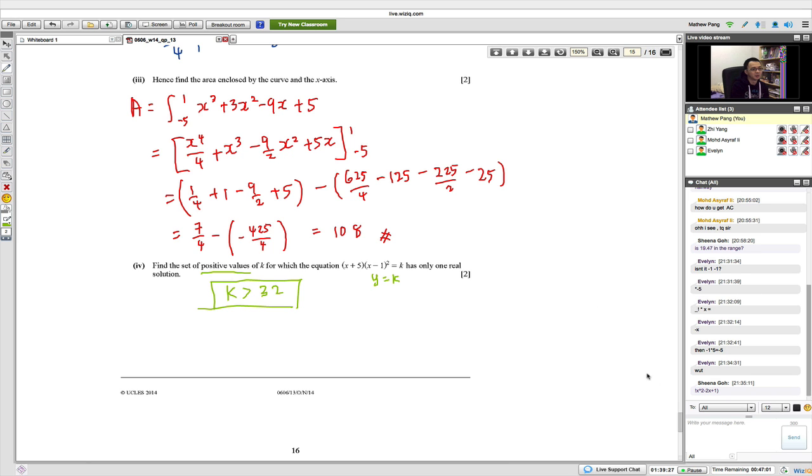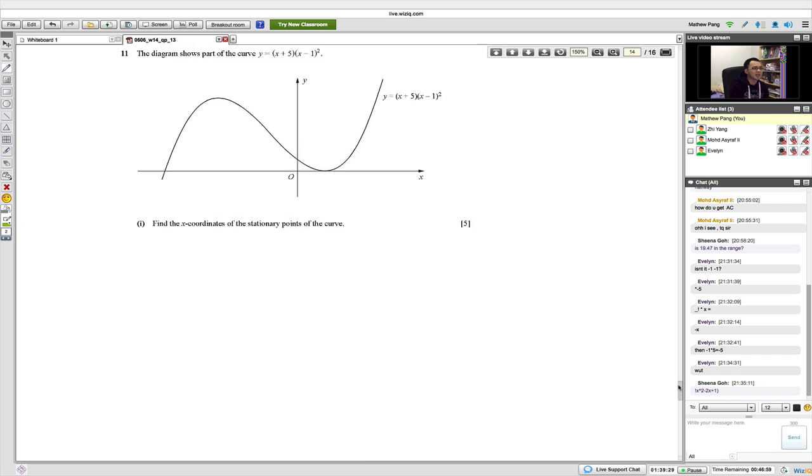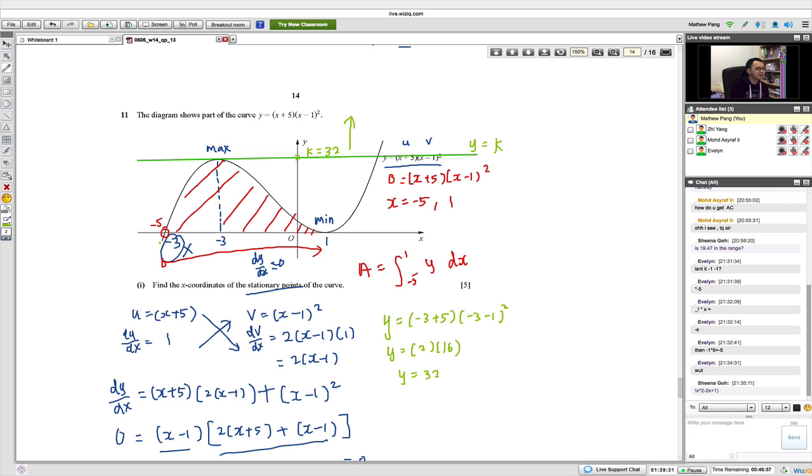Because if you see the diagram again, this graph actually goes to the bottom also. So when below the x-axis, below y equals to 0, you have one solution also. You only have one real root. But because the question only wants positive values, I will only consider this one, k is bigger than 32, in order to make it one solution.